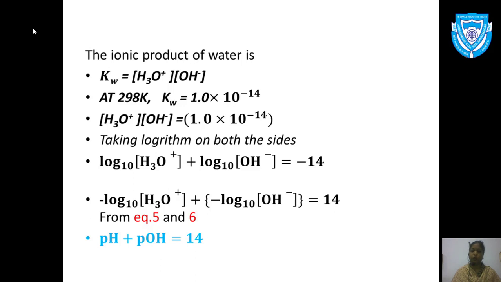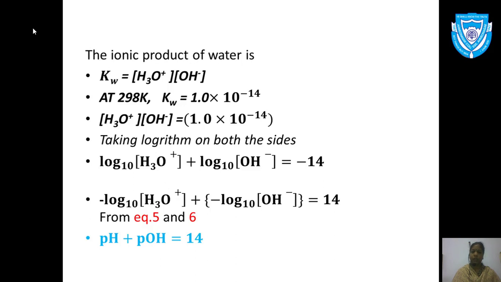Now from equation 5 and 6, just in the previous slides, we know that the pH is nothing but minus log of H3O plus ion concentration and pOH is nothing but minus log of OH minus ion concentration. So substituting this here, we get pH plus pOH is equal to 14.